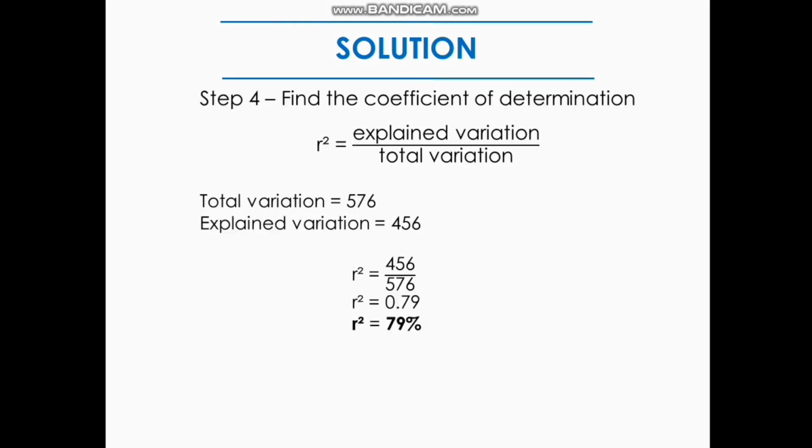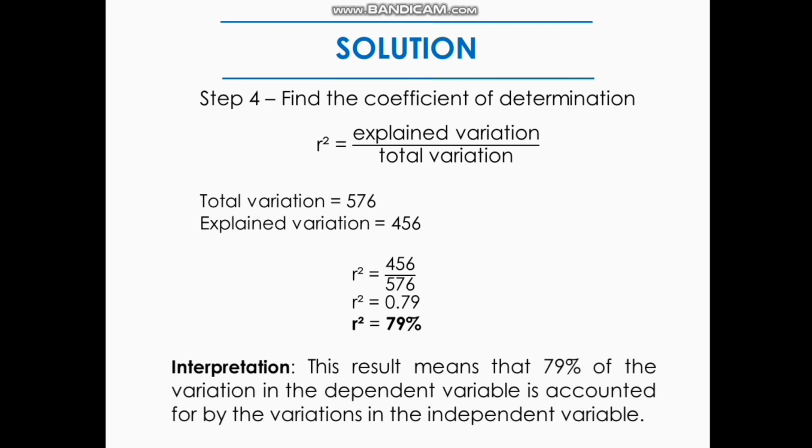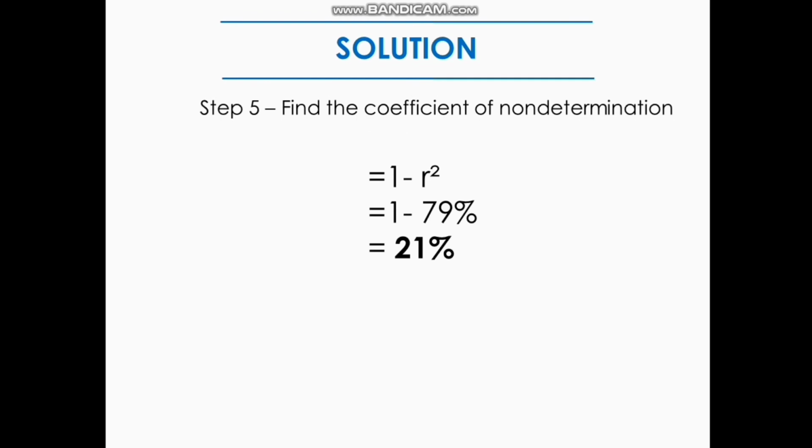Now let us proceed to our step 4. Let's find the coefficient of determination. So r squared is equal to 456, which is our explained variation, over 576, which is our total variation. That is equal to 0.79 or 79%. So this result means that 79% of the variation in the dependent variable is accounted for by the variations in the independent variable.